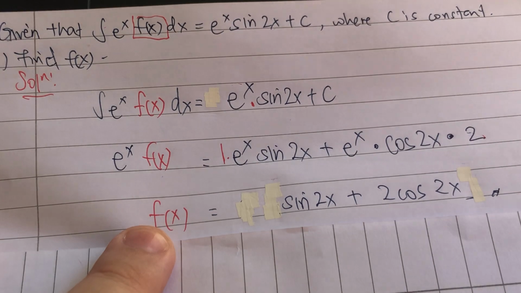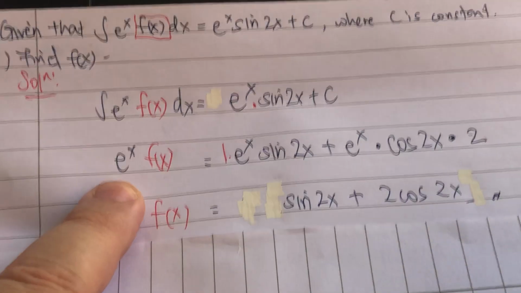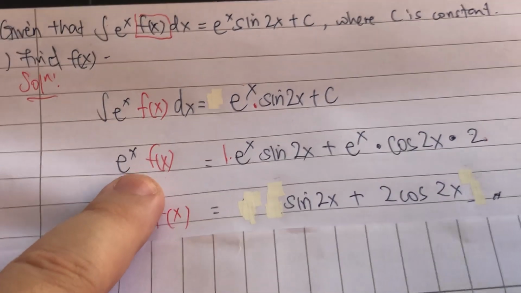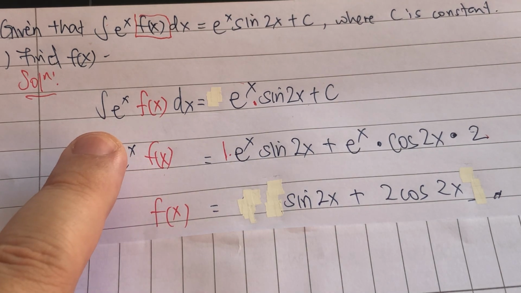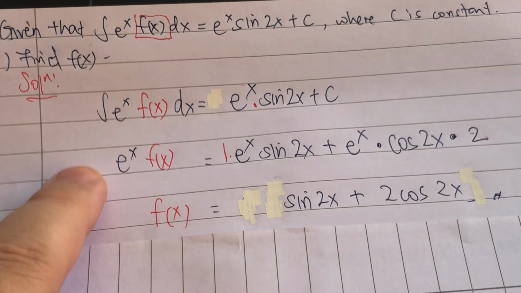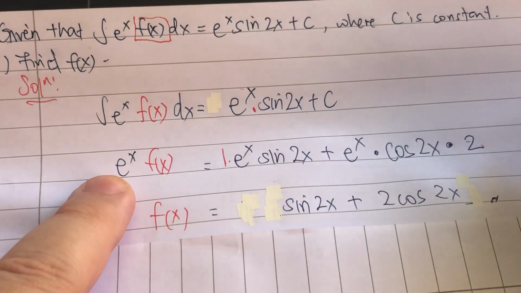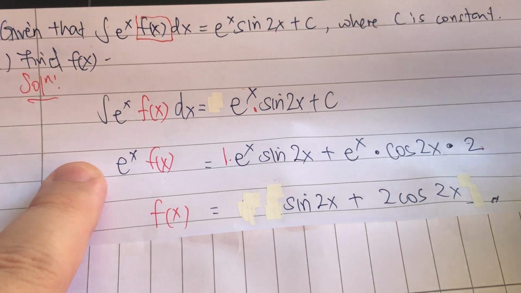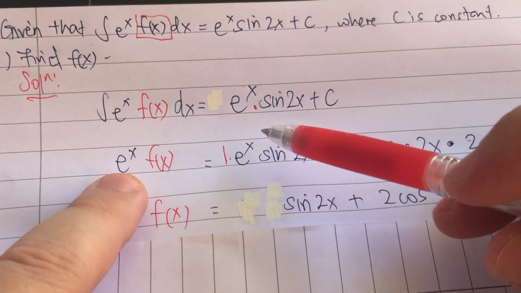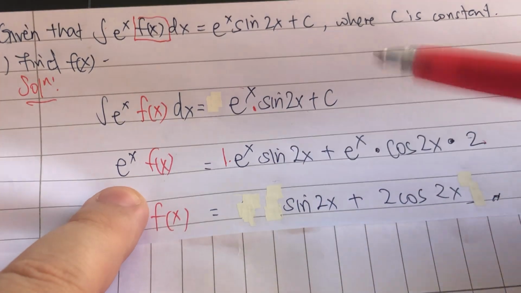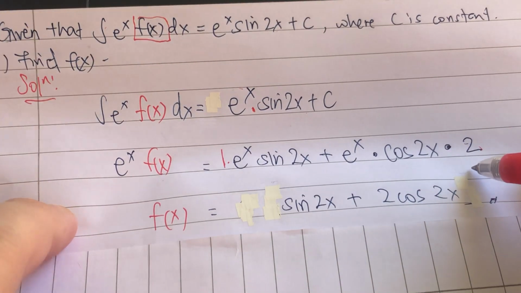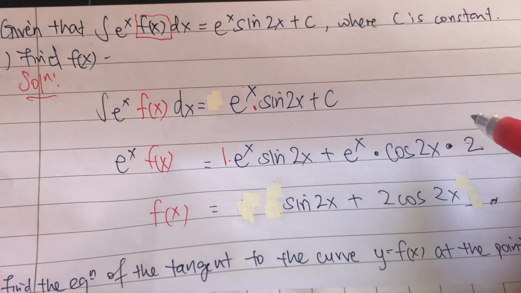Now next, I only want f(x). I don't want the e^x here. So I can divide throughout by e^x, because e^x can never be equal to 0. e^x is always greater than 0, so it will never be 0. So it's okay to divide by something that is not equal to 0. Yes, so this is what I'll get. Done already. So this is my f(x).